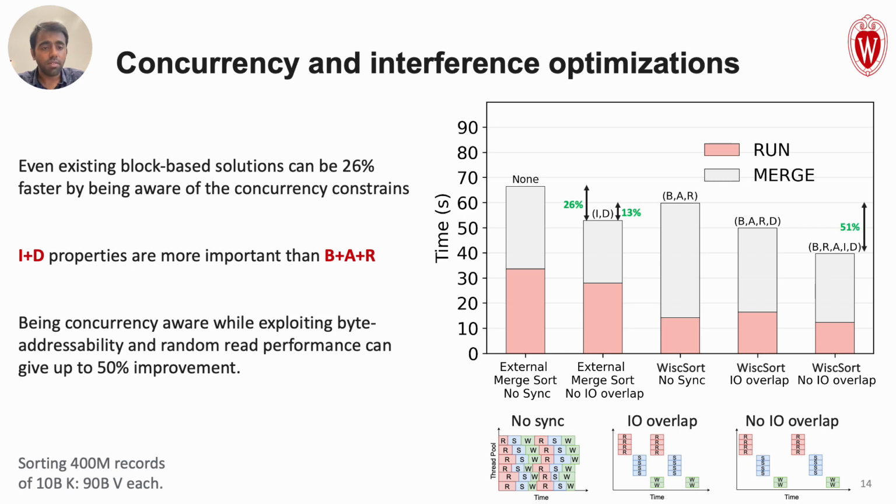Finally, being concurrency aware while exploiting byte addressability and random read performance can give up to 50% improvement, thus showing that being compliant with all 5 properties will give the most optimal performance possible.